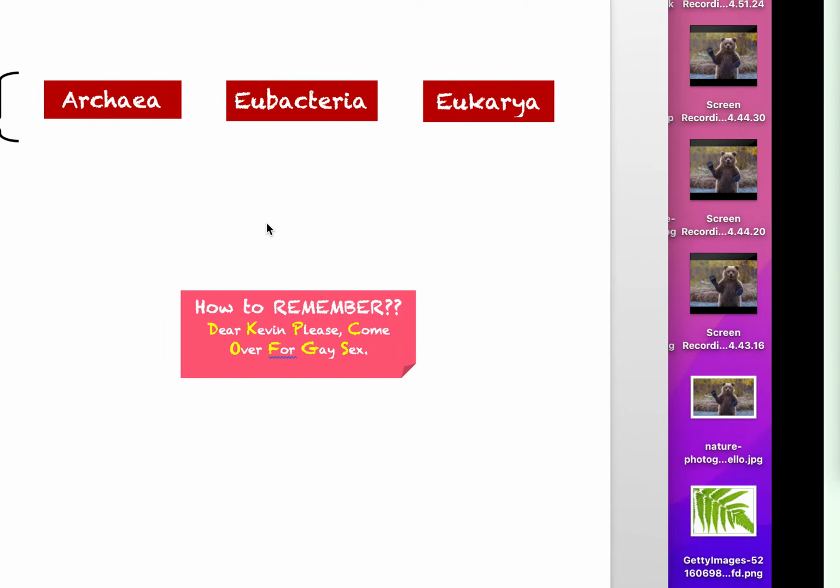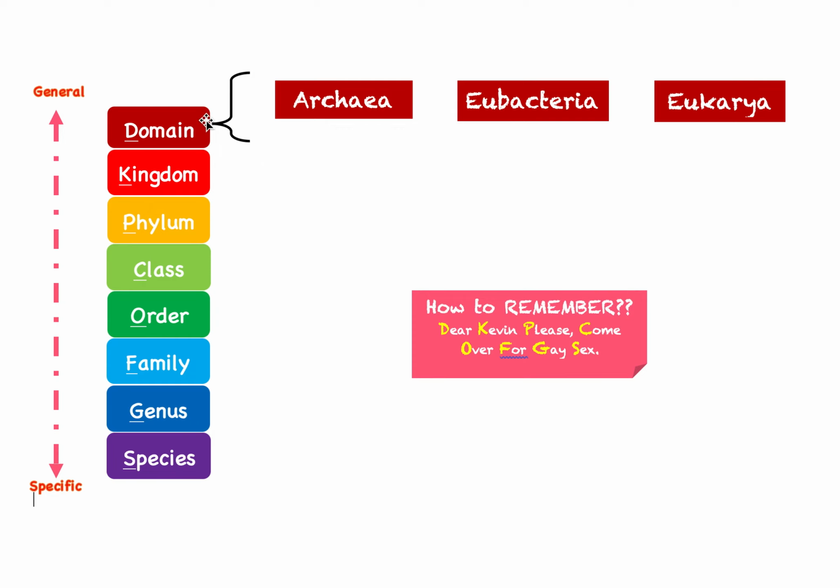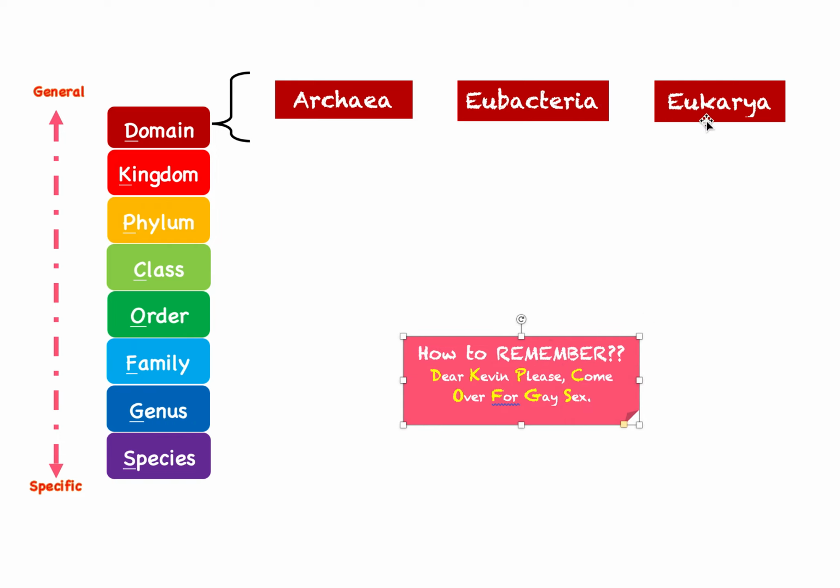So we know our Earth has so many organisms, right? And we can organize them according to this, from domain all the way down to species, from general to specific, right? So all organisms can go under three basic domains: archaea, eubacteria, and eukarya. Now we're only going to go into eukarya today.